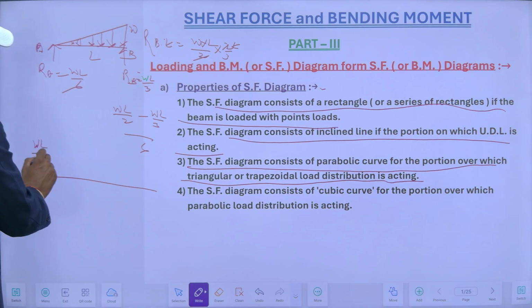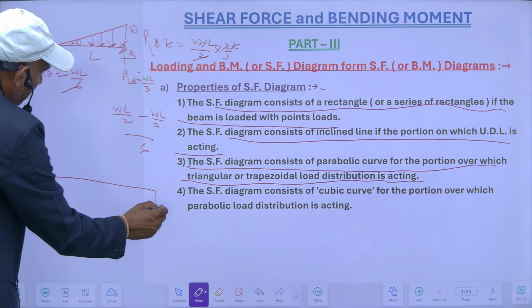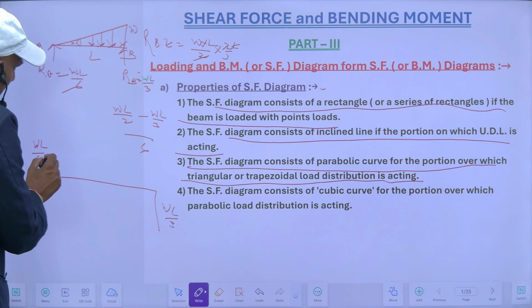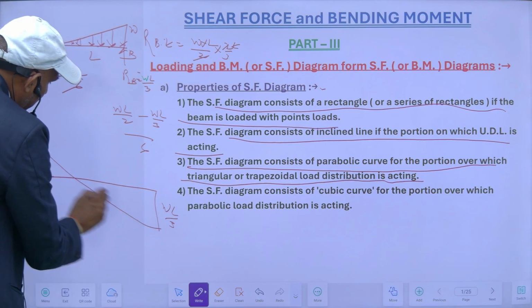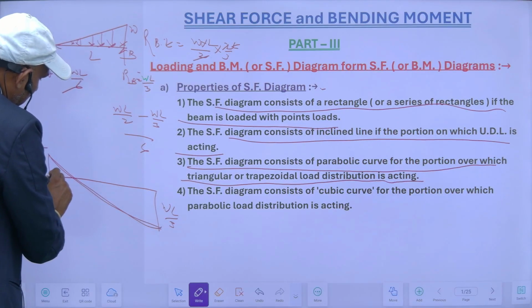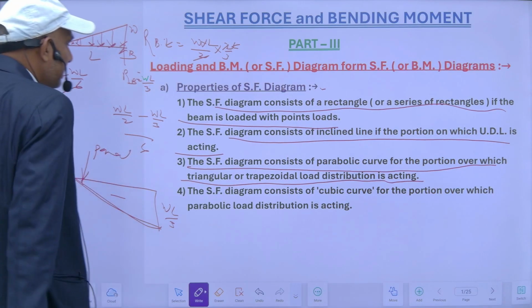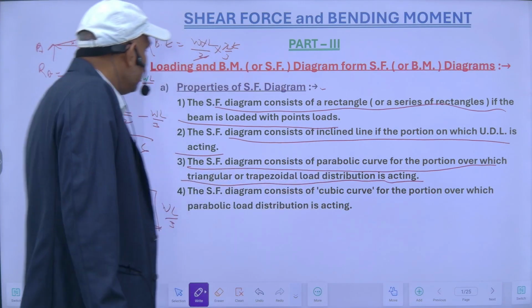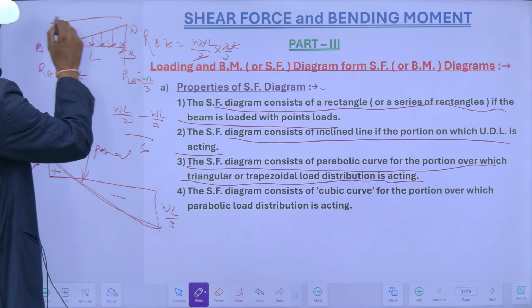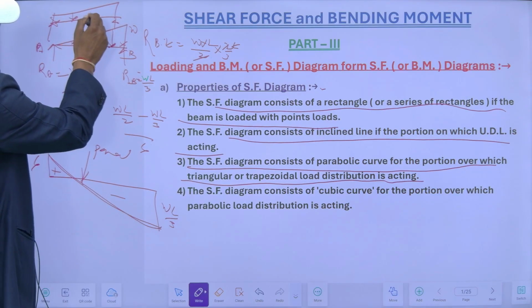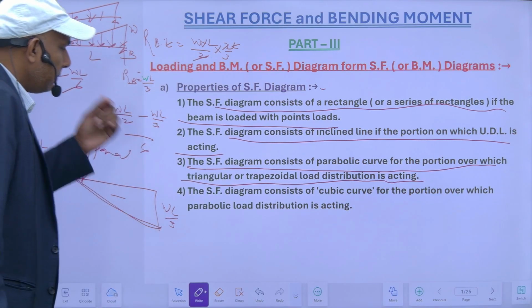WL by 6 and WL by 3. So it will be like this. So it will be parabolic in this case. So if my loading is triangular or trapezoidal loading, it may be like this. Trapezoidal loading, in both the cases, it will be a parabola.